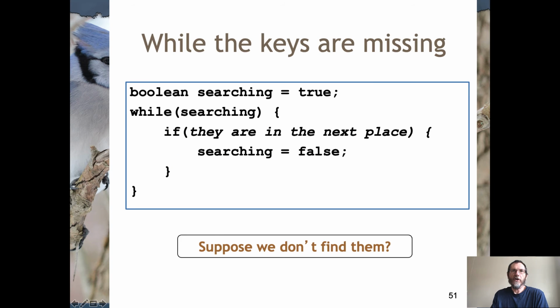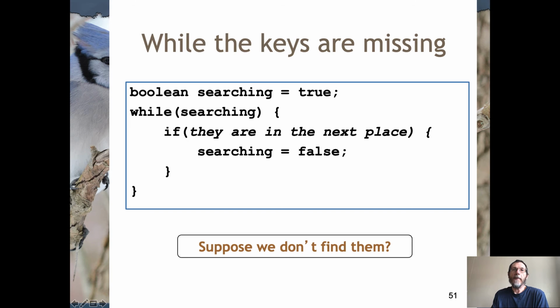So here's the first version expressed again in the form of keys. We're likely to define a Boolean variable called searching, which we set initially to be true because we are still searching at the point where we begin looking. So the loop's condition necessarily evaluates to true the first time around. We enter the body of the loop. We check to see whether they are in the next place that we look, and if they are, we're no longer searching. So we change the searching variable to be false.